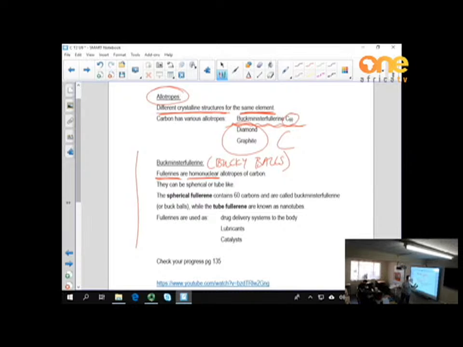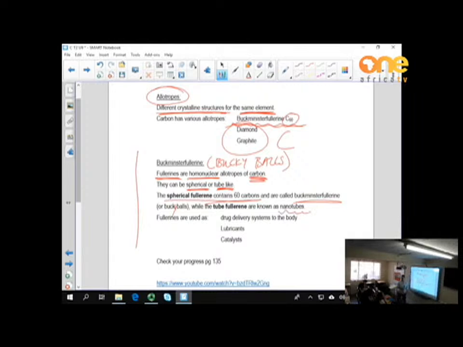Okay, so Buckminster fullerene are homonuclear because they consist of identical carbon atoms. They can be spherical, okay? That's their natural form, the buckyballs. And we can open them up and build them into structures like tubes, which we will have a look at when we do different materials. And this is where we get the carbon fiber materials that are very strong, and so on. The spherical fullerene contains 60 carbons and is called Buckminster fullerene, or buckyballs, while the tube fullerenes are known as nanotubes.